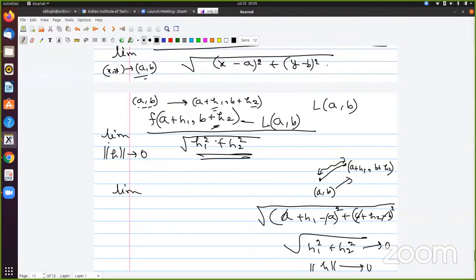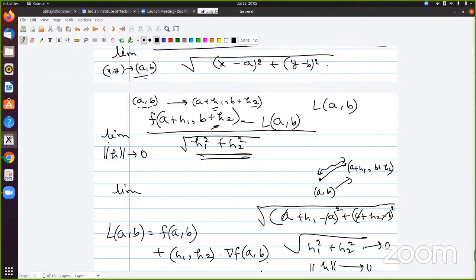We have to approximate the function. Now, what is linear approximation? Linear approximation L(a,b) is basically f(a,b) plus (h1, h2) dot gradient of f at (a,b). This is the linear approximation. That's why we came to this definition.